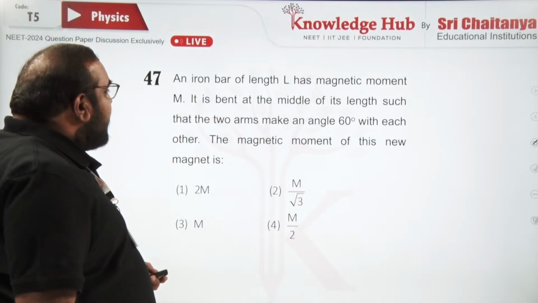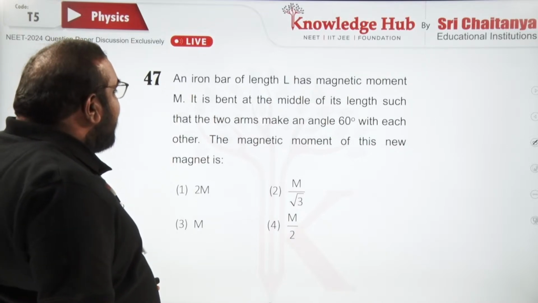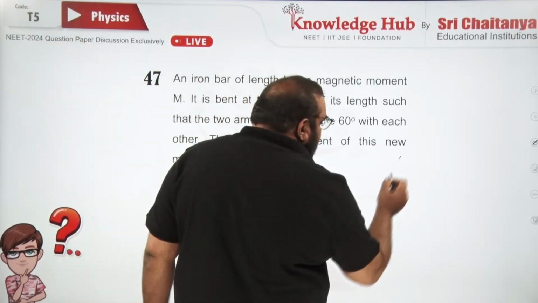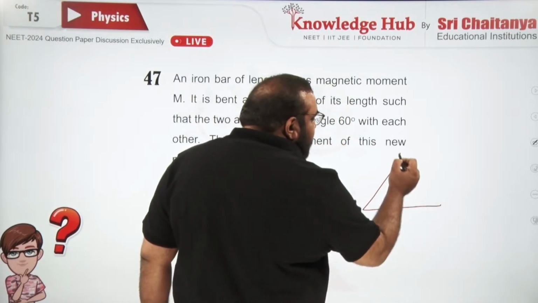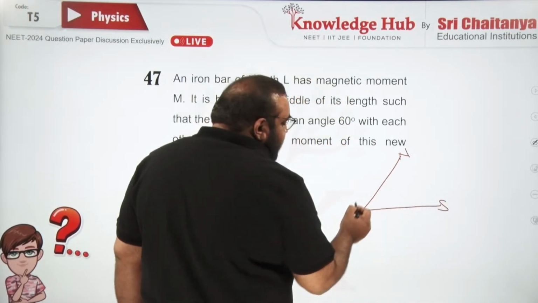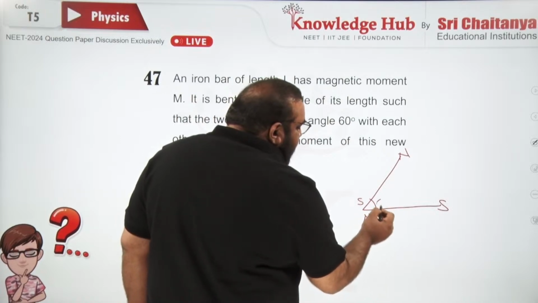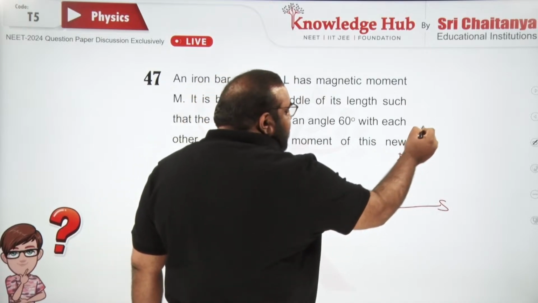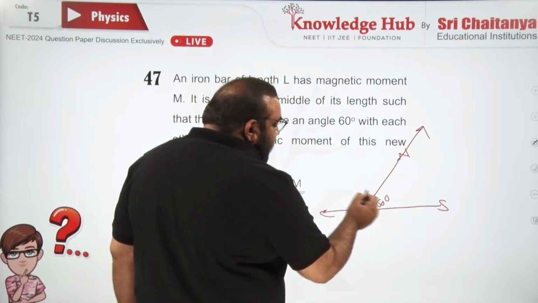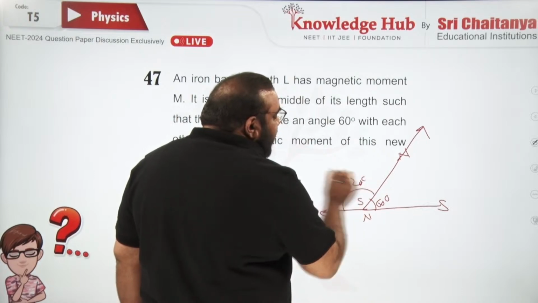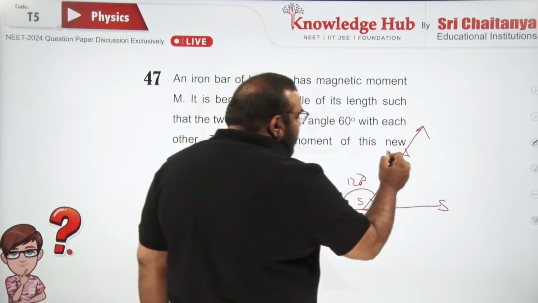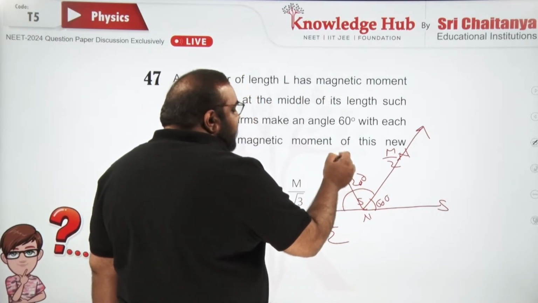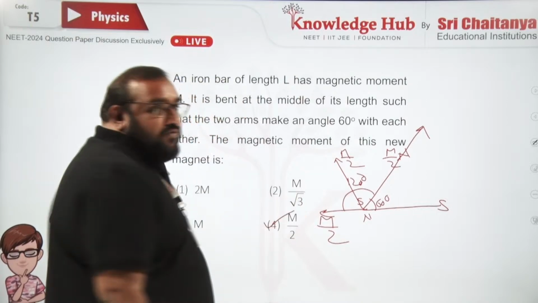An iron bar of length L has magnetic moment capital M. It is bent at the middle point at an angle of 60 degrees. Observe carefully here, after bending, the magnetic situation is like this, with north and south poles from the initial magnetic situation. The moment direction is here south to north, and here also south to north. The angle between both the moments is 120 degrees, and each moment is now M by 2 because it is bent at the midpoint. Two vectors are equal in magnitude and the angle between them is 120, so the resultant is also equal to them, so M by 2. Fourth option, right?